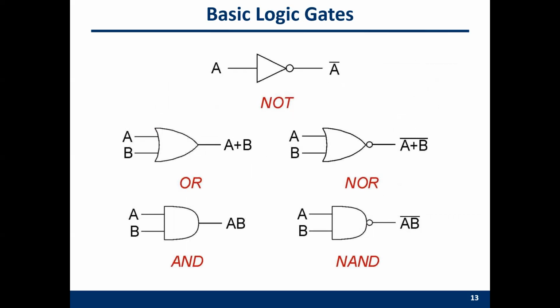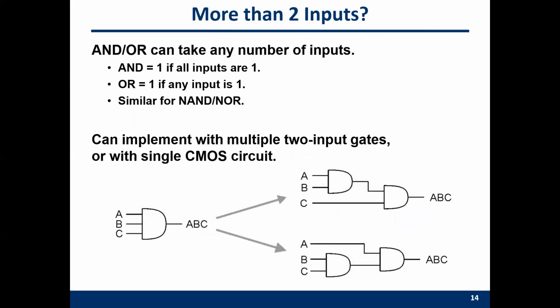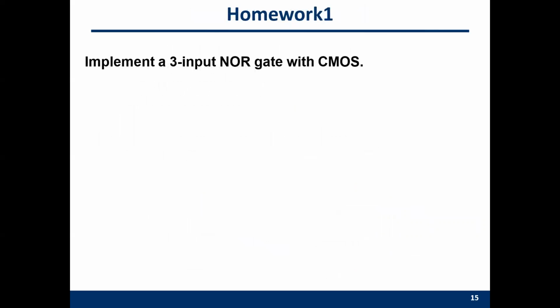Now we have 5 types of gates. So if you need multiple input gates, for example, 3 input gates, you can always build a 3 input gate by 2 input gates. So here we emphasize the 2 input gate. So I will post a homework today.